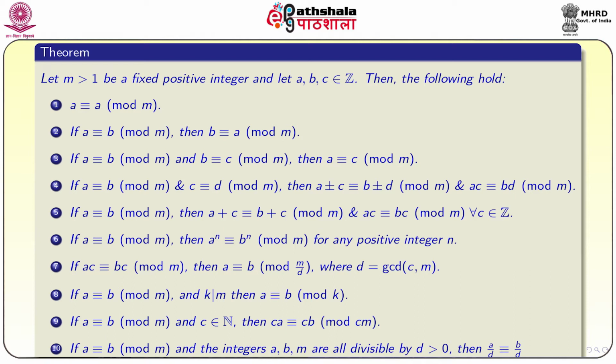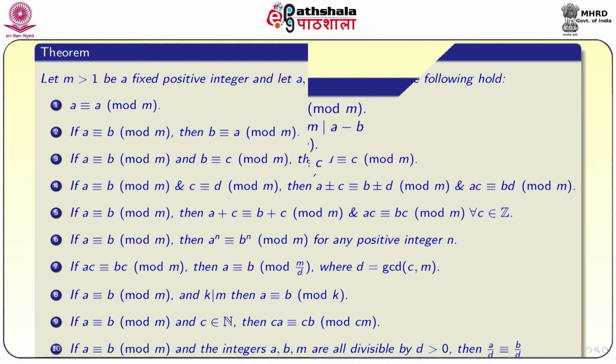Finally, if a is congruent to b mod m, and the integers a, b, m are all divisible by d greater than 0, then a by d is congruent to b by d mod m by d. So, we are going to prove all these parts of this theorem one by one.